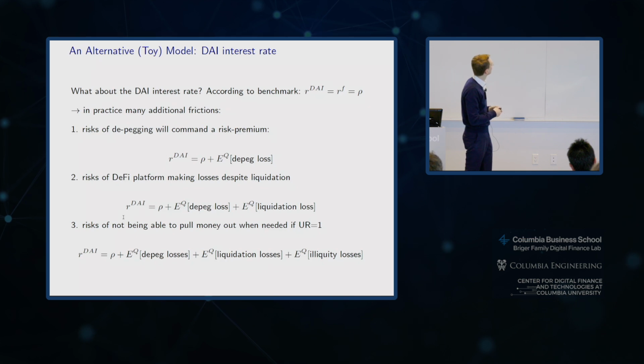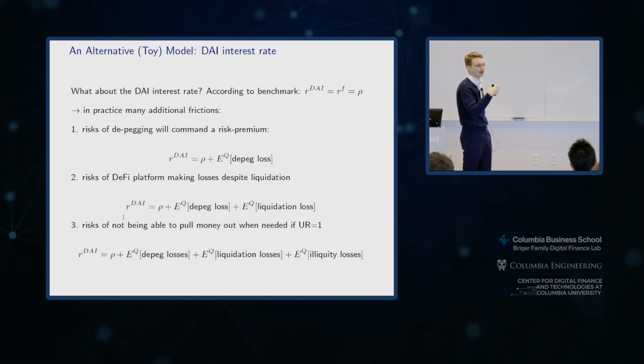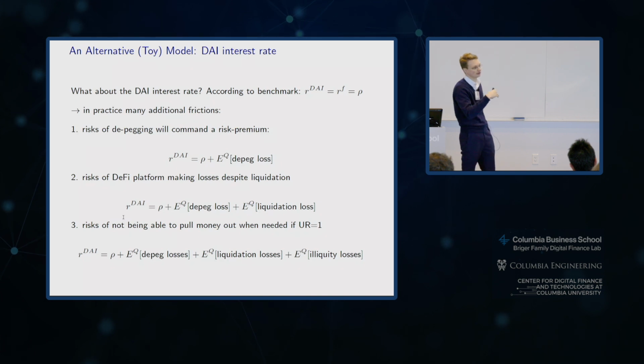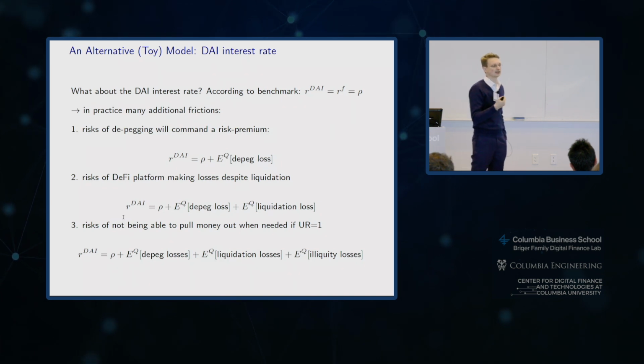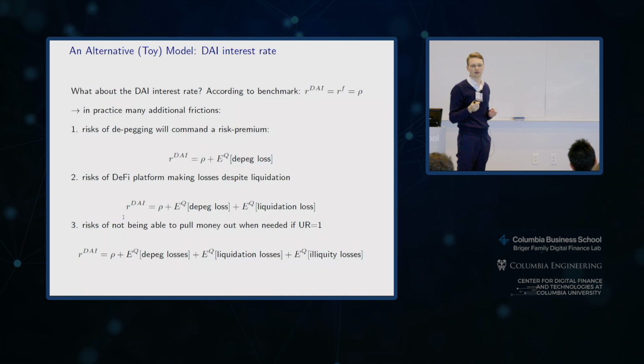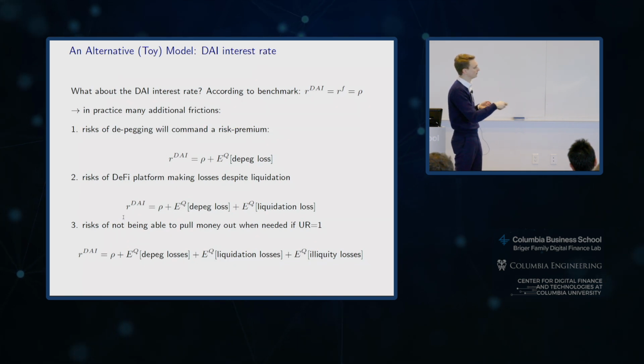I'll wrap up. But what you could also have is many frictions. First of all, there is a risk of depegging, and the risk of depegging has to be taken into account. So there's going to be a risk premium on that interest rate. But on top of the risk of depegging of DAI, you also have a risk that the DeFi platform gets some very sharp liquidity event, and then you make some losses in that liquidity event because they don't liquidate fast enough, something like that. So you have an additional risk premium here.